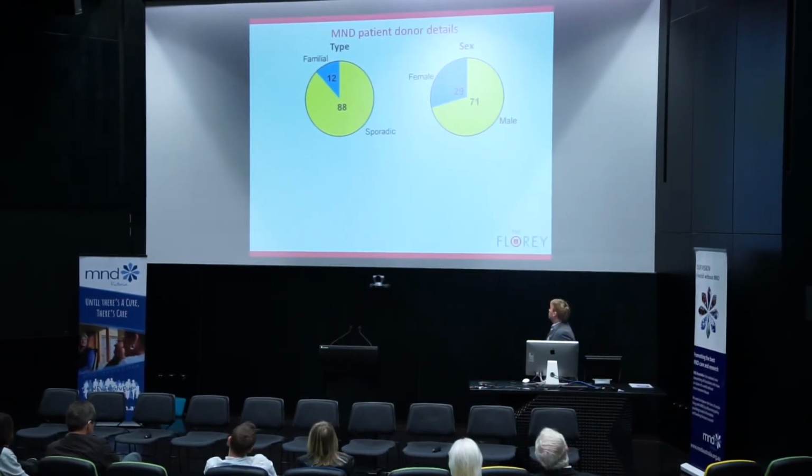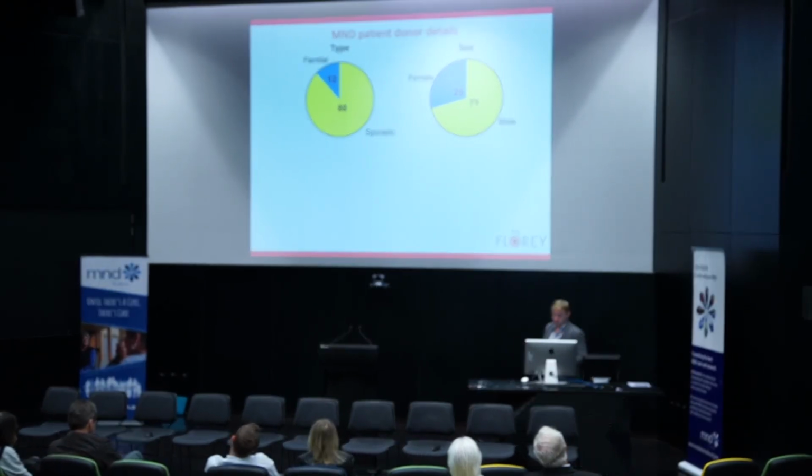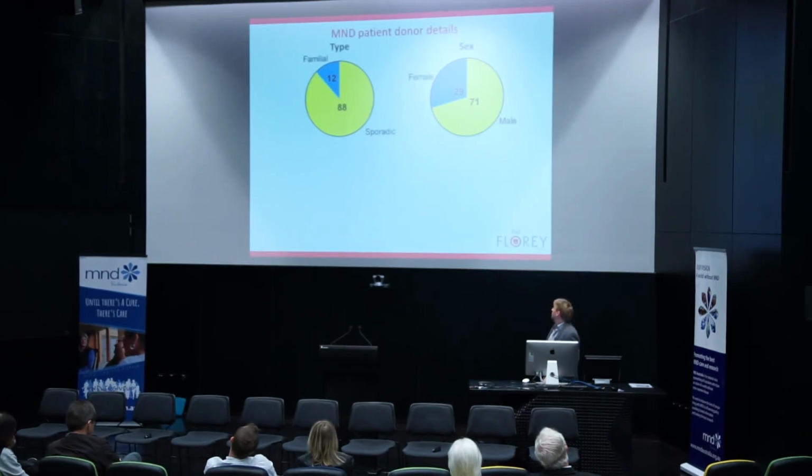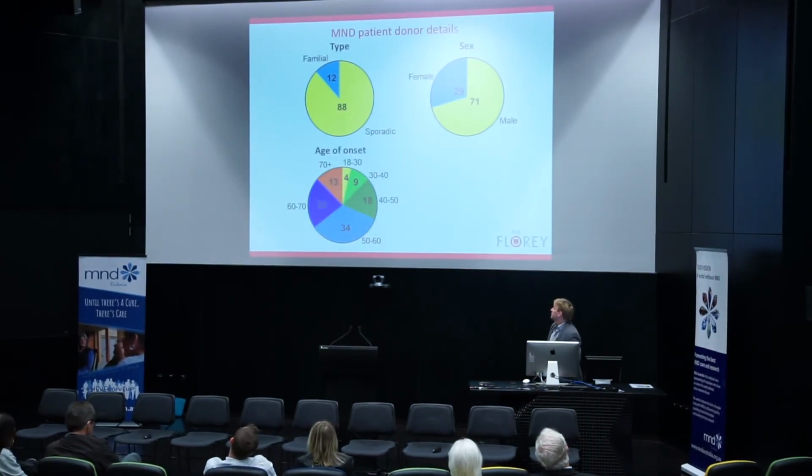What have we recruited in terms of sex? We've got mainly male subjects, as you would expect, as this disease is 50% more common in males, so we can look at sex differences. This is a pie chart showing you age of onset. So while this disease is certainly more common in middle life, we have recruited that whole spectrum of age of onset, which was the goal that we set out to do.